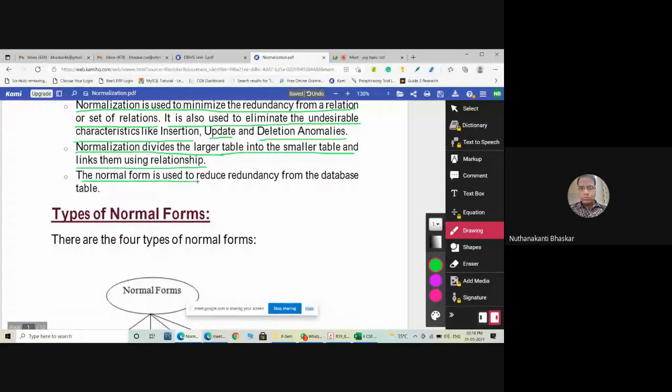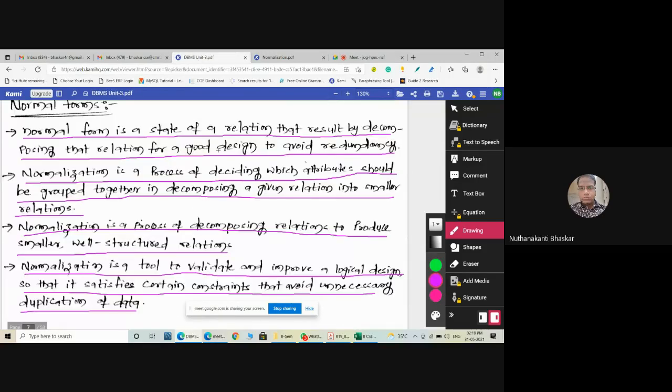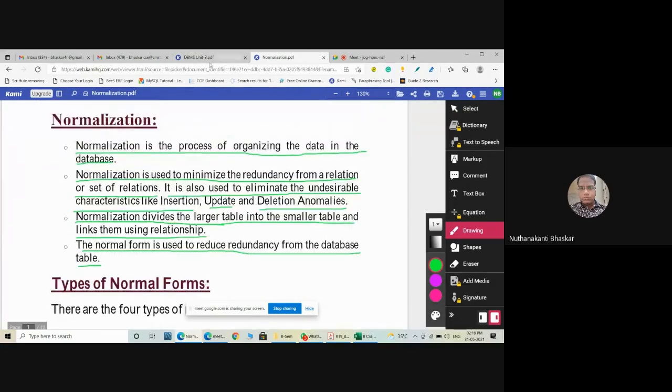The normal form is used to reduce redundancy from the database table. So finally, this is the main information. Normalizations are going to reduce the redundancy. All of you clear about the normal forms and their definition, why normal forms are required, what purpose we are going to use them for, and what definitions we have for the normal forms? Even you can write your own observation and your own definitions. These definitions I wrote from my own observation. This one is the bookish definition. All of you clear about that?